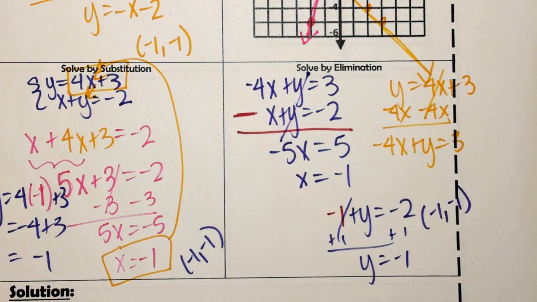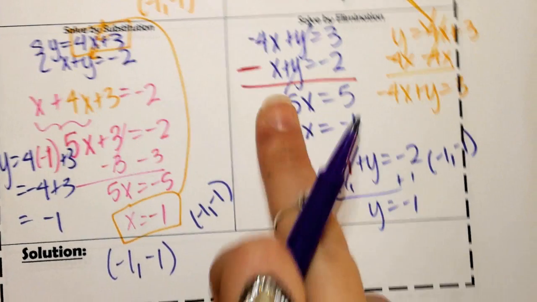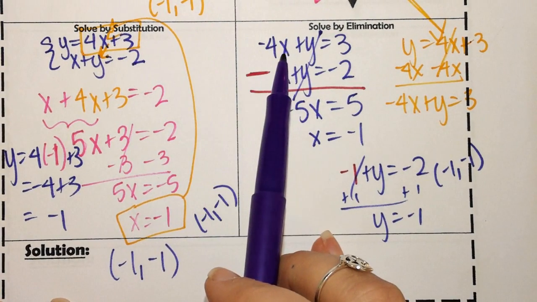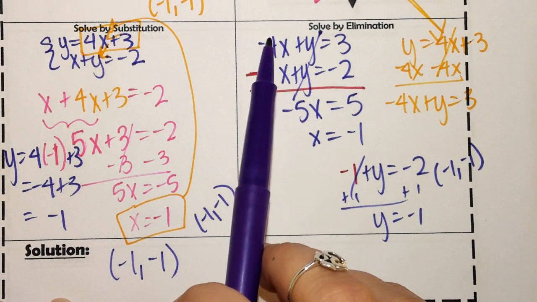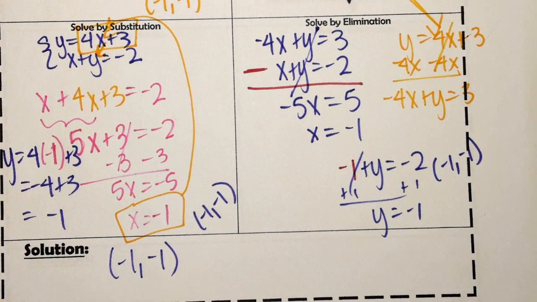Did y'all get negative 1 still? Did anybody plug it into a different one than I did? I plugged it into the bottom. What did you plug it into? The very top one? Me too. And you did negative 4 times a negative 1, and you got positive 4, and then you subtracted, and you still got y equals negative 1. Yes.